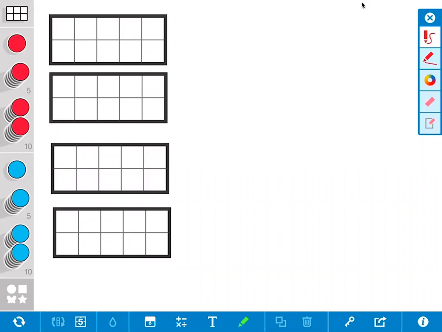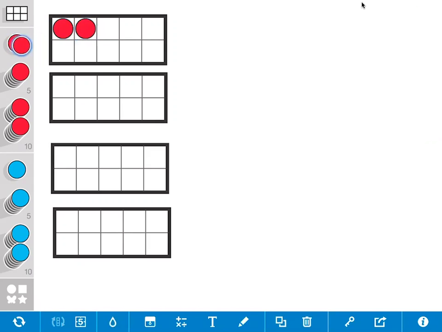Hi, we have been talking about teen numbers, and I showed you in the previous video how to do that with place value models. I'm going to show you also what it looks like with these 10 frames. So I'm going to put 10 in this 10 frame.